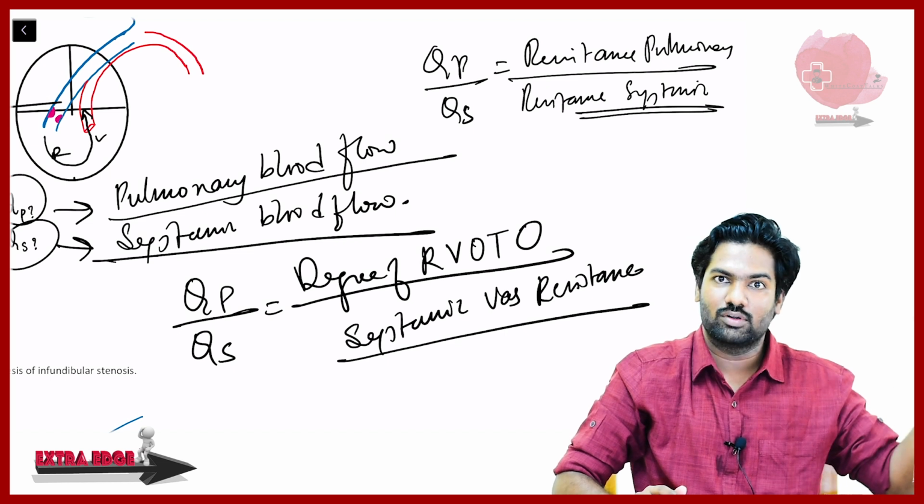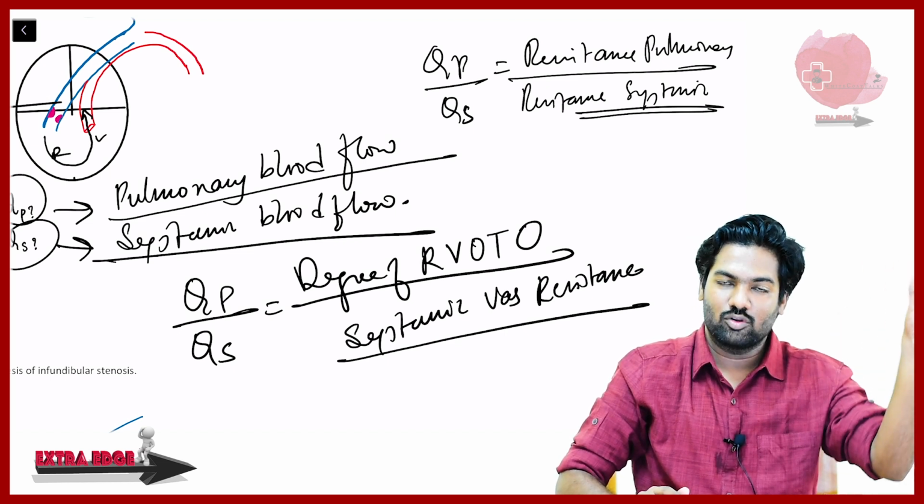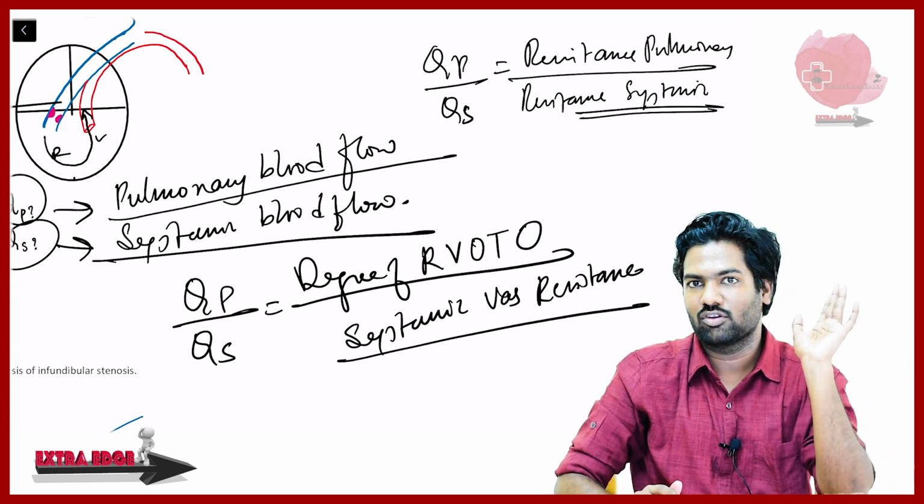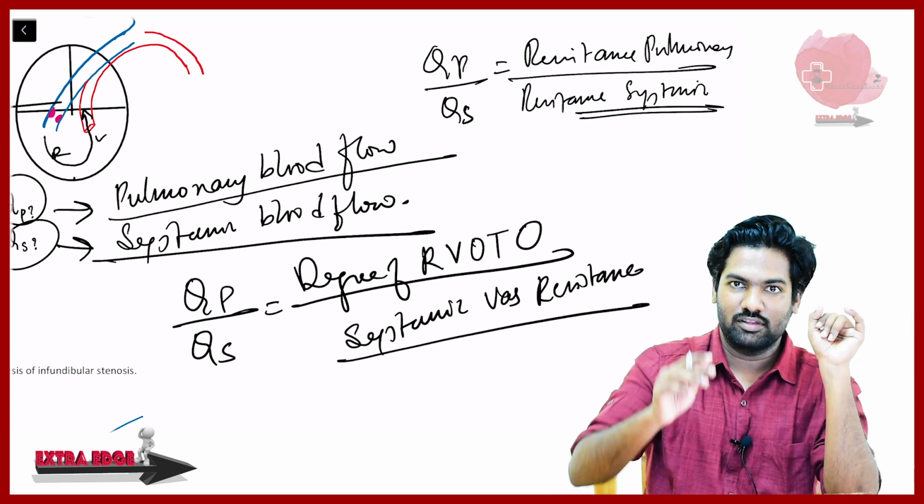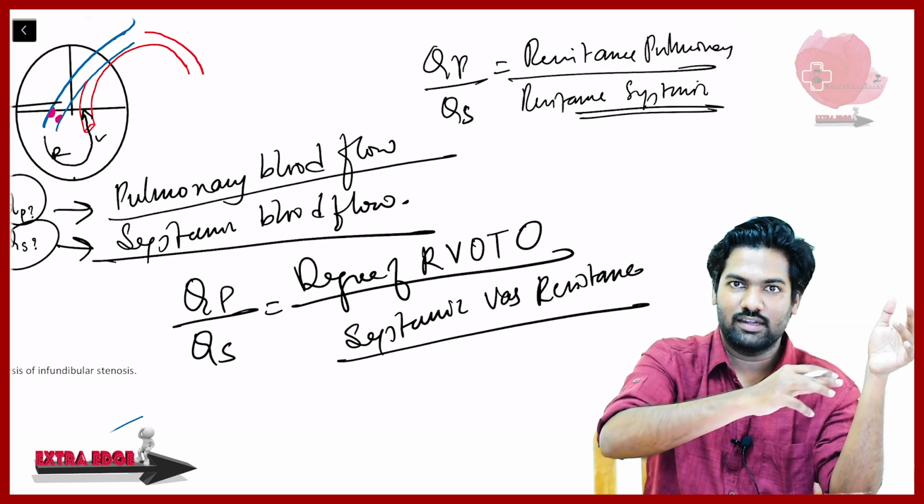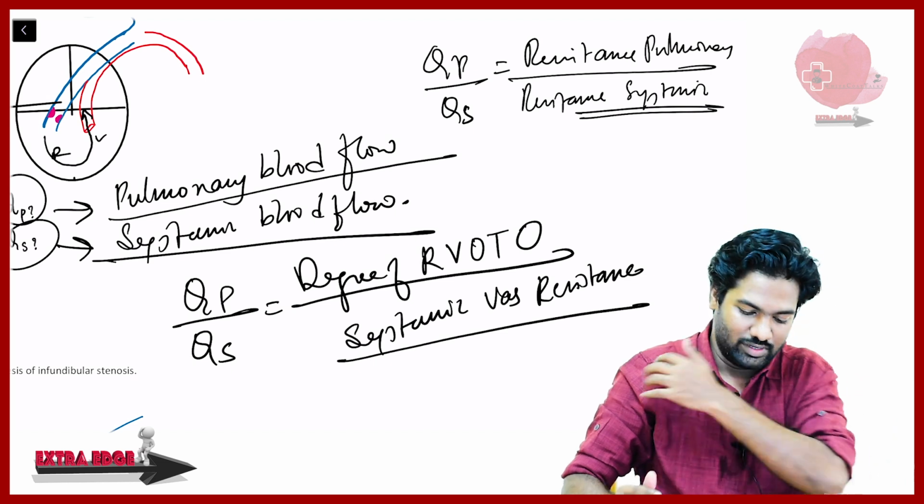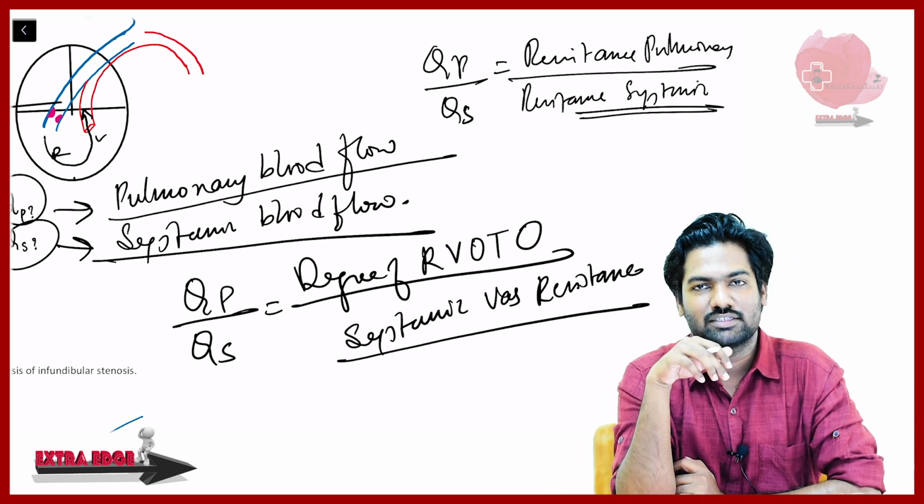Pyruvic acid is again utilized in the Krebs cycle, and aerobic respiration ends up creating 36 ATPs, whereas anaerobic respiration gives hardly 2 ATPs. Because of the accumulation of lactic acid, the pH also drops. Definitely yes. Now where did all this start?